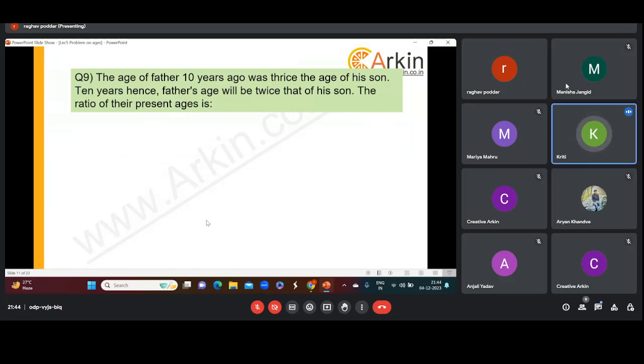Sir, we let the son's age be x years. So before 10 years, it will be x minus 10. And father's age now will be 3 into x minus 10. Then after 10 years, father's age is twice that of his son. So the equation will be 3 into x minus 10 plus 10 is equal to 2 into x minus 10 plus 10.